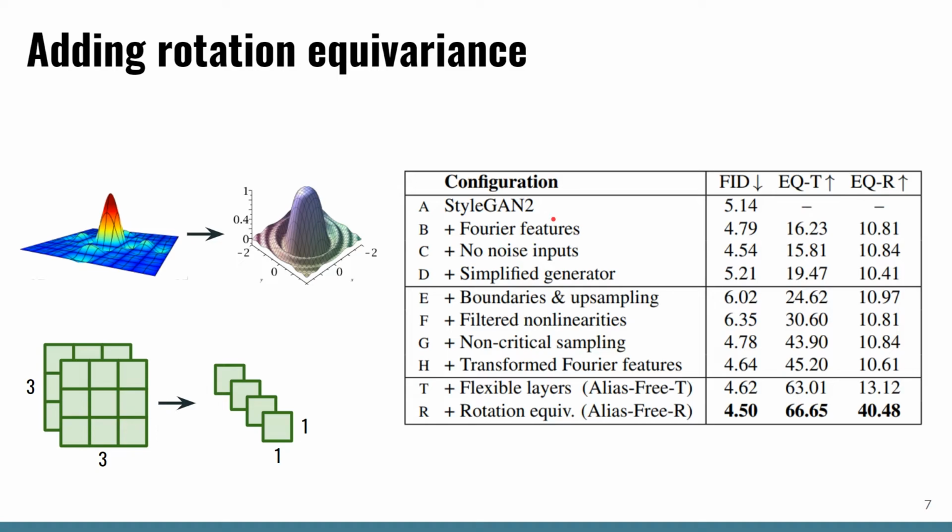From StyleGAN 2 on the first line, the first thing they did is they replaced the constant input by Fourier features. And this actually improved the FID. This also gave a first baseline for the translation and rotation equivariance, which from then on they tried to improve. Then they removed the noise because they thought, well, we are going to remove the noise at some point anyways, so let's do that now.